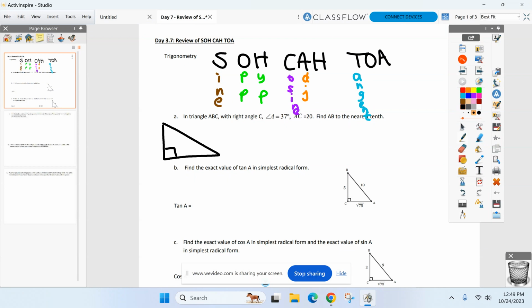Angle C is the right angle. We talked yesterday, A and B can go anywhere.